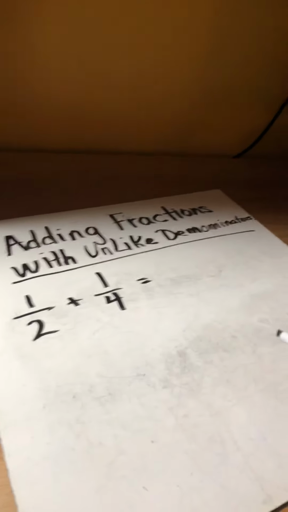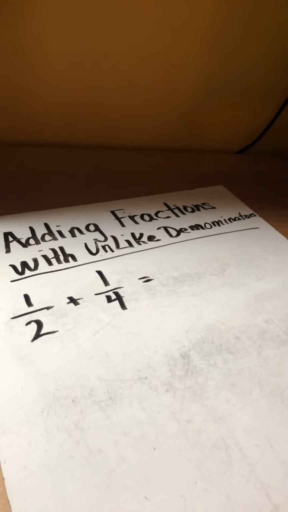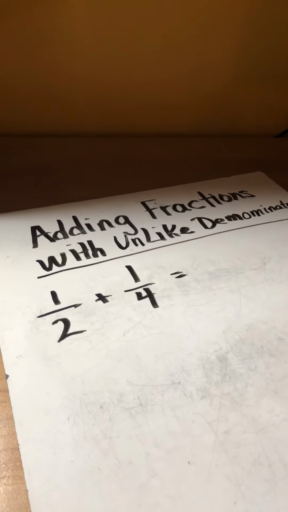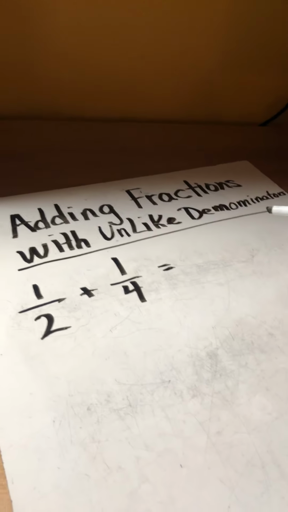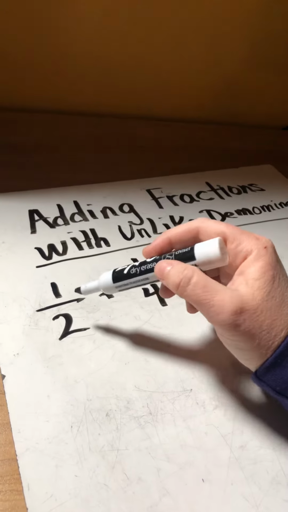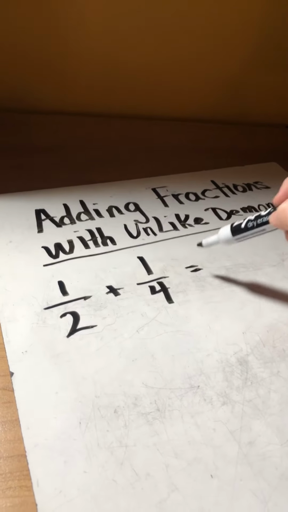Hey math students, we're going to add fractions with unlike denominators. It's a little bit trickier, so just pay attention, but I think you all can do it. All right, so we are going to add 1/2 plus 1/4 equals what?